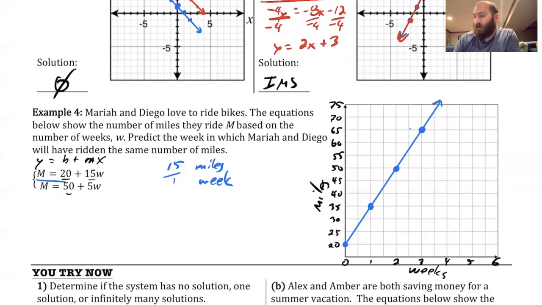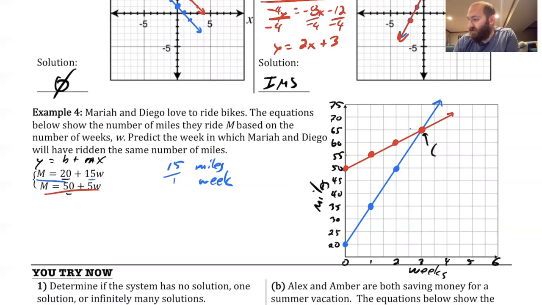All right. And then we'll say this is Diego. He starts at 50, but his slope is only 5. So he's going to go up 5 here, and then 1 week over. Up 5, 1 week over. Up 5, 1 week. Oh, good. I crossed. All right. I feel pretty confident about my abilities there. I think I found the solution here.